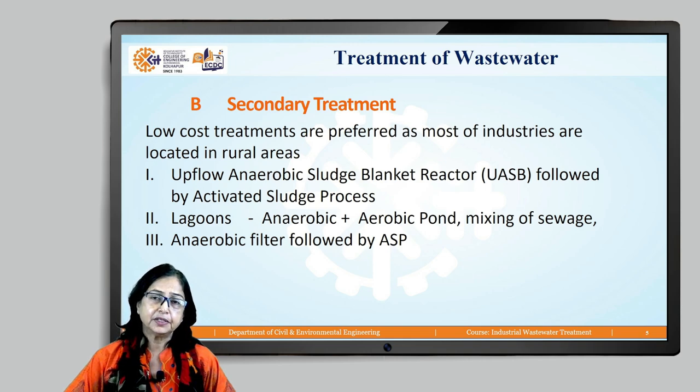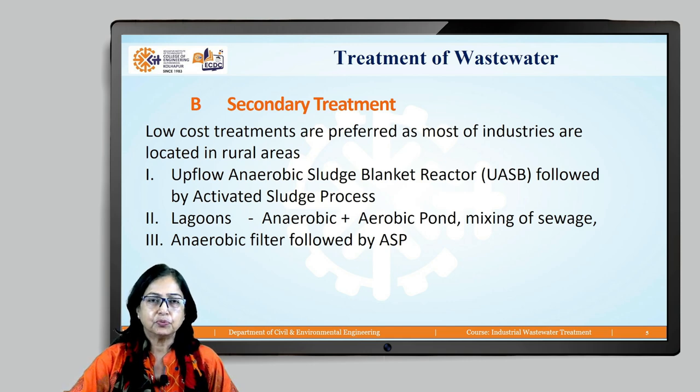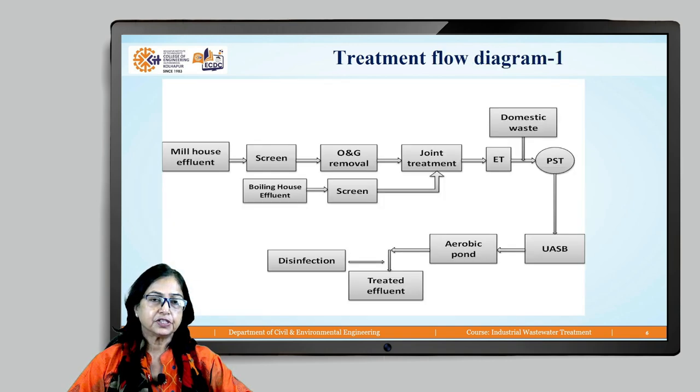During aerobic treatment, domestic waste or sewage is mixed with industrial waste. The benefit of this is that the seeding of microbes required is then added, so no cow dung is required. The sewage will provide the microbial culture required for degradation of organic matter. The third combination is an anaerobic filter followed by the activated sludge process. So, most of the anaerobic and aerobic treatment technologies available are suitable for this wastewater treatment.